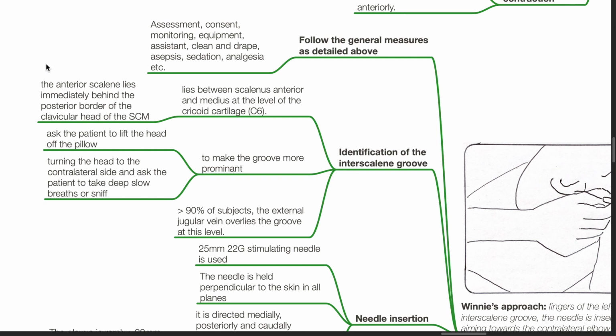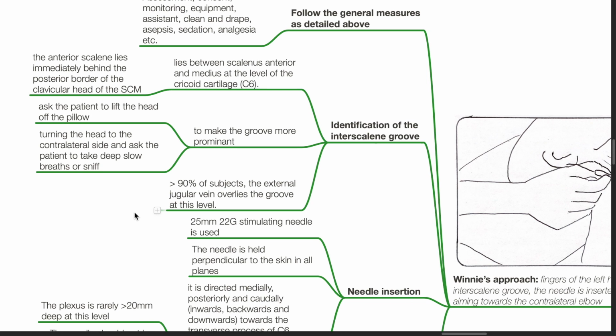The anterior scalene lies immediately behind the posterior border of the clavicular head of the sternocleidomastoid. To make the groove more prominent, ask the patient to lift the head off the pillow or turn the head to the contralateral side and ask the patient to take a deep, slow breath or sniff. In up to 90% of subjects, the external jugular vein overlies the groove at this level.